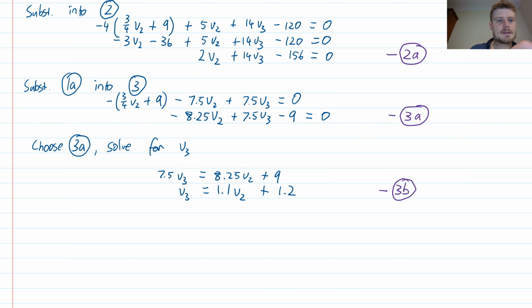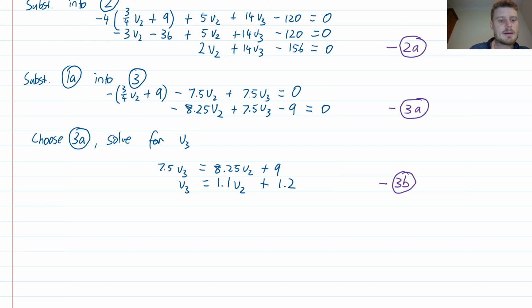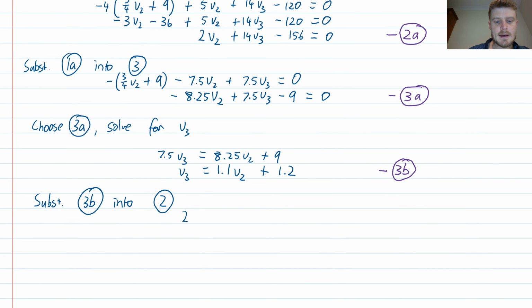So I can now take this equation 3b, substitute 3b into equation 2, which is the one that I haven't used recently. So I will substitute this one into equation 2. So equation 2 told me that 2 times v2 plus 14 times v3, but v3 is this guy, 1.1 v2 plus 1.2. So continuing then from equation 2a, minus 156 is equal to 0.